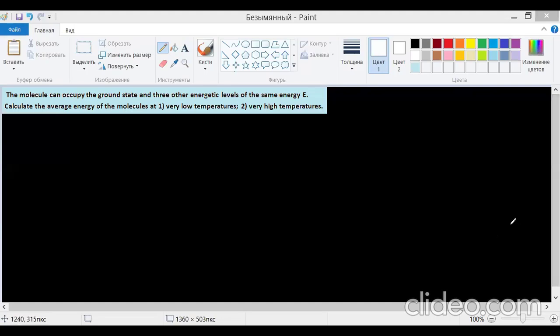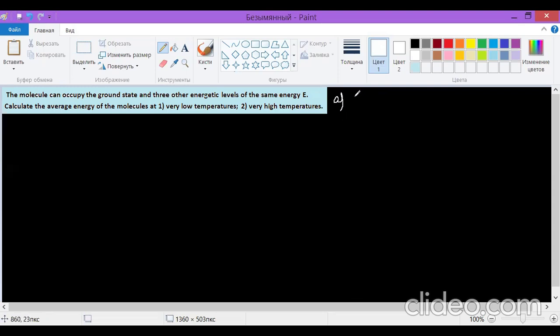Now let's proceed to the next problem. It's interesting. Here it is. The molecule can occupy the ground state and 3 other energy levels of the same energy E. Calculate the average energy of the molecule in two cases, at very low temperatures and very high temperatures. As you see, the difference between this problem and the previous one is that they don't specify the value of the temperatures. In other words, we will have to apply some mathematical techniques from advanced mathematics to get the right answers. Okay, let's start from the first part, which is very low temperatures.